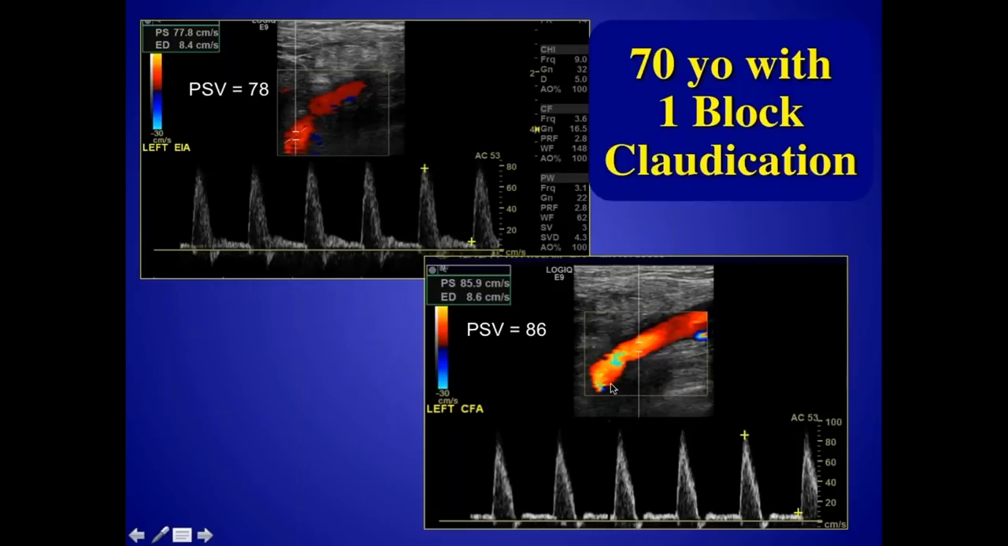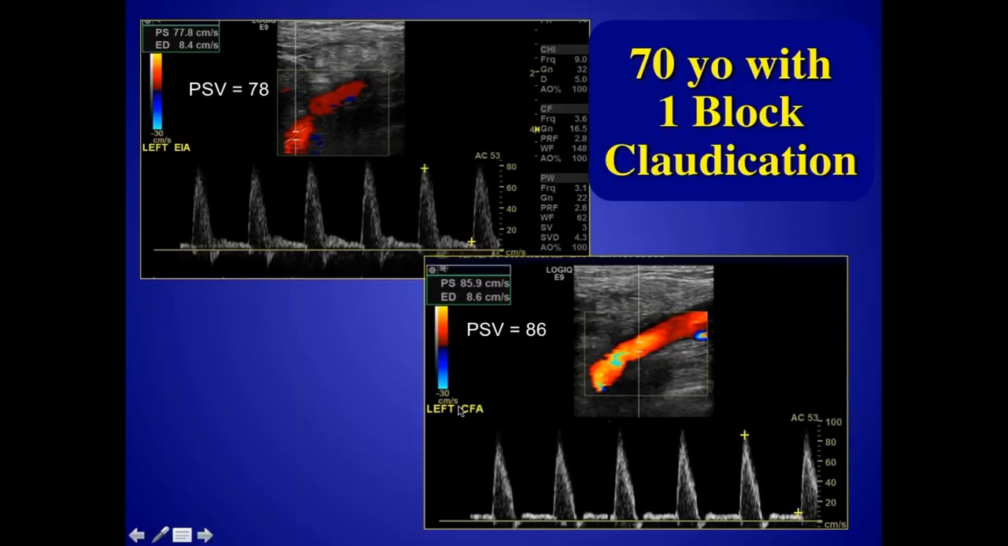This next case is a 70-year-old who presents with a history of one block claudication. So let's go through this together. We're going to start at the level of the external iliac, and we have a peak systolic velocity of 78 centimeters per second. How's the waveform? Looks pretty good, right? We have triphasic flow. Velocity range maybe a little bit on the low side, but so far so good.